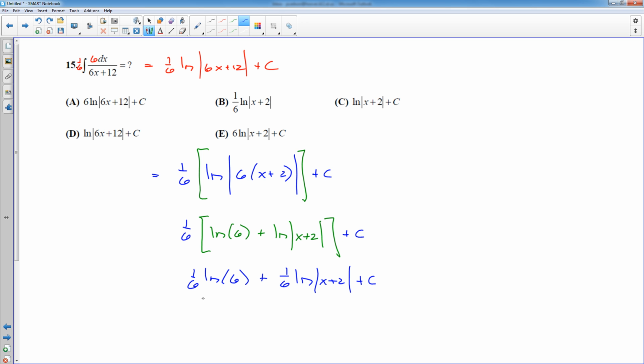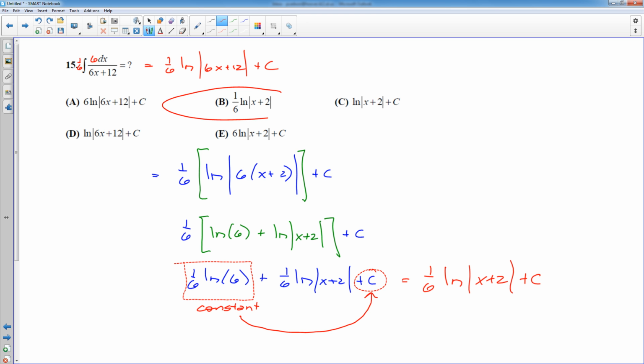Notice that is still not there. However, I have gotten to a natural log of x plus 2, which I have several of. What happens on this one is 1/6 natural log of 6 is just a constant. And if that is just a constant, then I can simply roll it into the unknown constant here. If I have an unknown constant plus a constant, I still have an unknown constant. So the answer ends up being 1/6 natural log x plus 2 plus a constant.